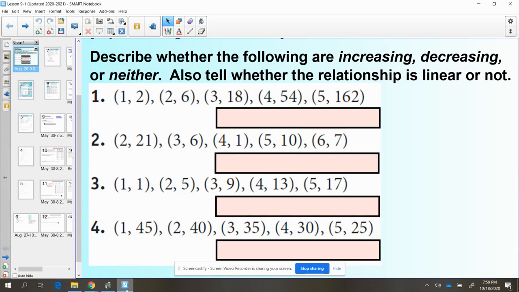Hi everyone, welcome to Unit 2, and we are starting today with Lesson 9.1. This is going to be found on page 119 in your Springboard books.